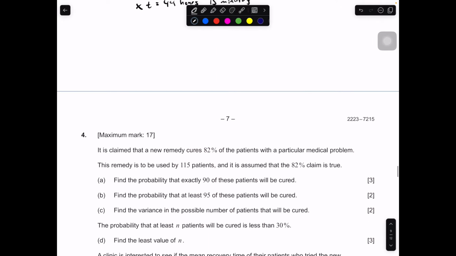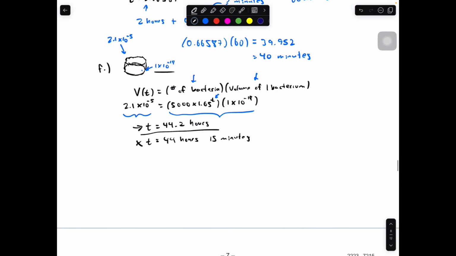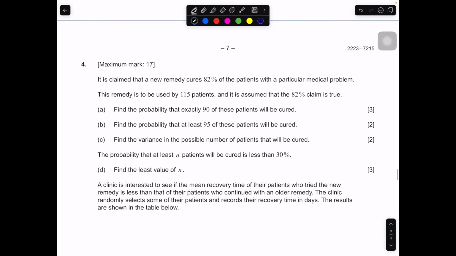Okay. Not a bad question. Determine how long it would take for the bacteria to fill the container. It's good. Okay, question 4, 17 marks. It is claimed that a new remedy cures 82% of the patients with a particular medical problem. This remedy is to be used by 115 patients, and it is assumed that the 82% claim is true.